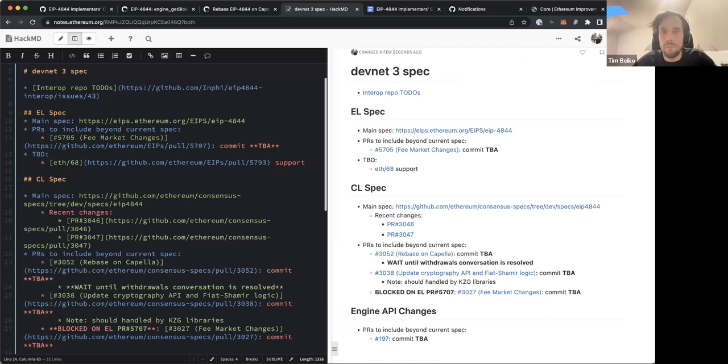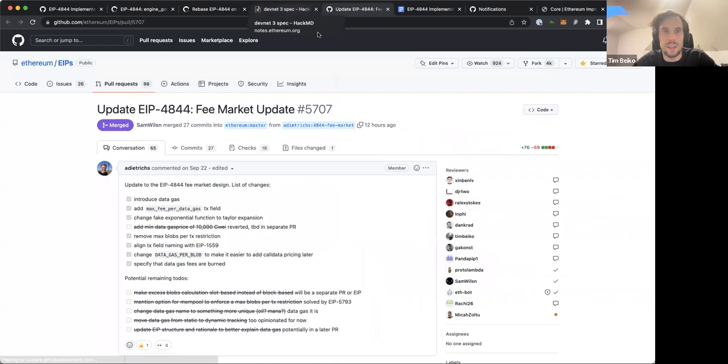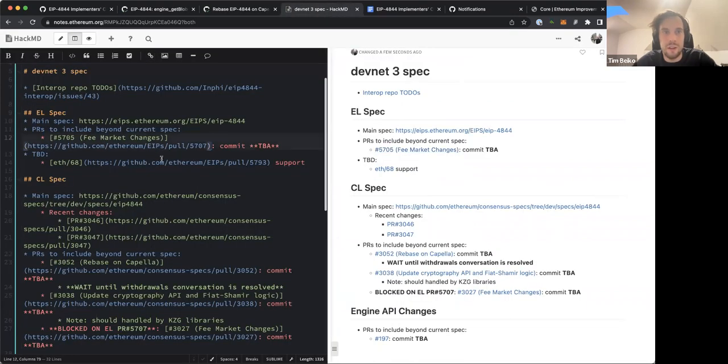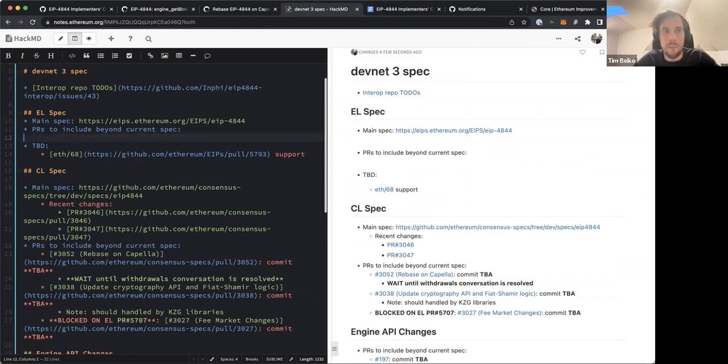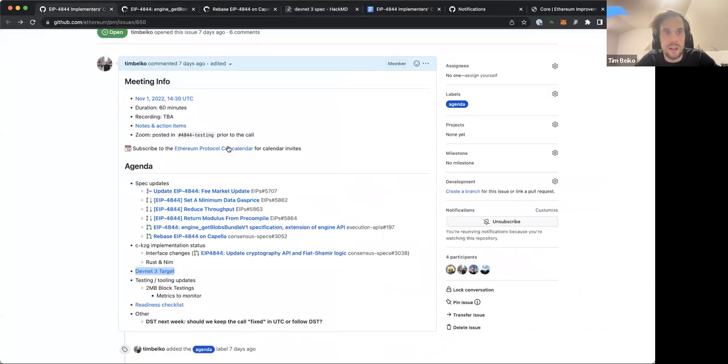I had a very rough HackMD with what I think we should aim for in the DevNet. Let me share the link here and I'll share my screen as well. I'm curious what people think about this. High level, obviously 4844 is in, and this PR has been merged, so the fee market PR would be part of the EL spec. I don't think we have any other pending PRs on the EL that we'd want to include in the DevNet.